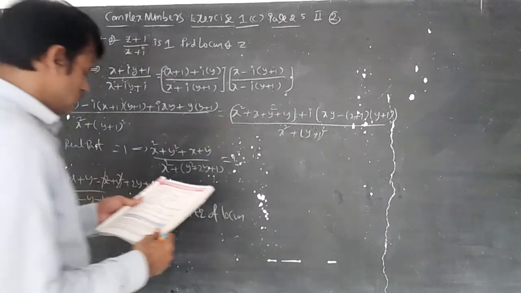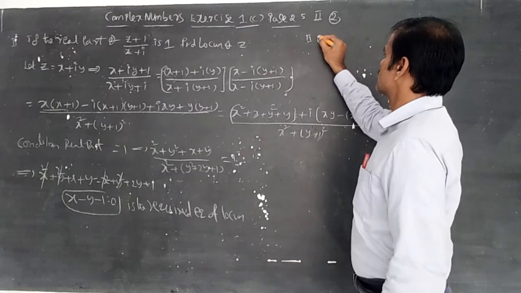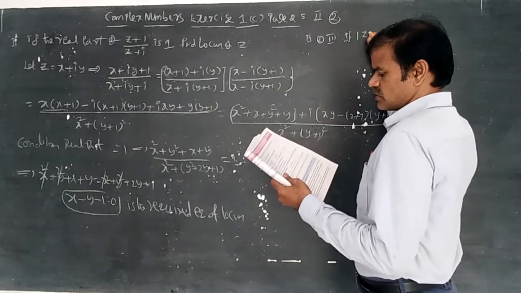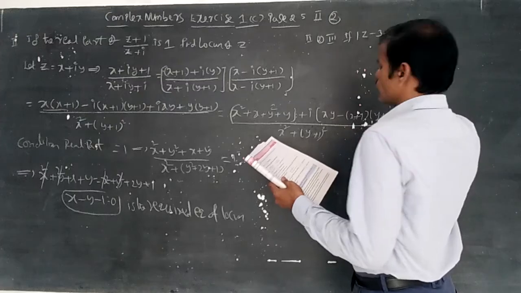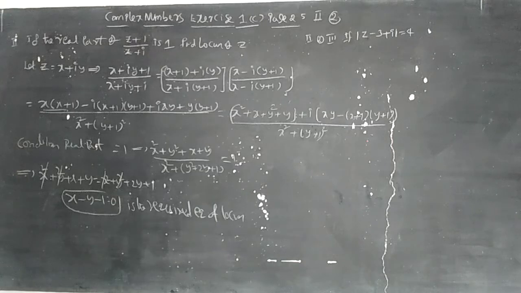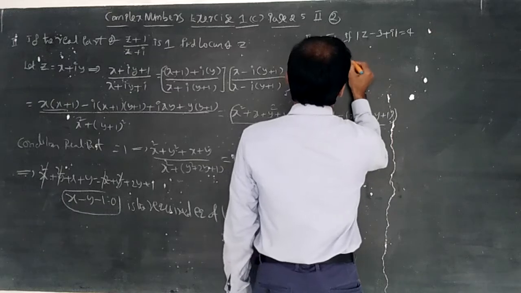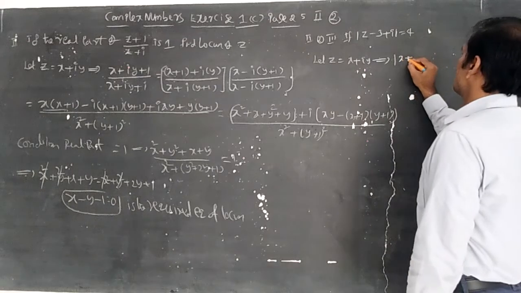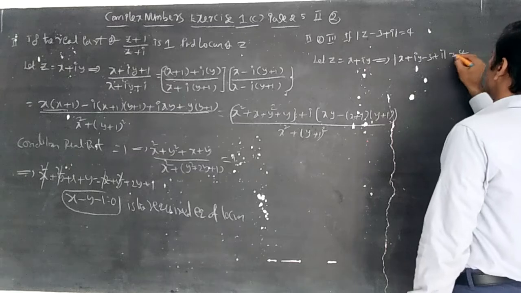Second question, second one, third one. If modulus of z minus 3 plus i is equal to 4, then determine the locus of z. In the similar way, you write here let z is equal to x plus iy, that implies modulus of x plus iy minus 3 plus i equal to 4.